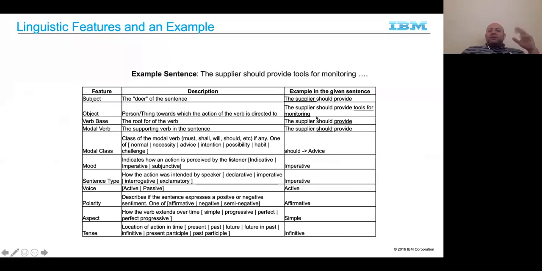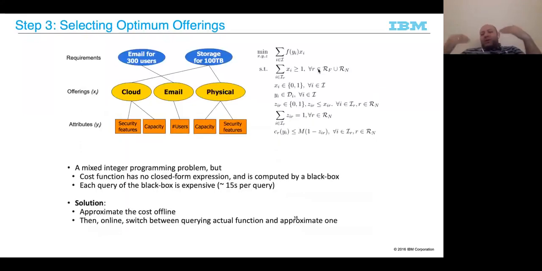Now, how do we do such classification? We do some language processing, an NLP technique, where, for example, this is one example of how we extract the linguistic features, and that's a little more traditional for those of you familiar with NLP, but just to give you an idea how we would extract the different linguistic features of the sentence. So that way, we have extracted requirements, we have classified sentences that are requirements, and we have really extracted these requirements. The next step is to map them to our offerings, what we can offer. And to do that, we solve an optimization problem.